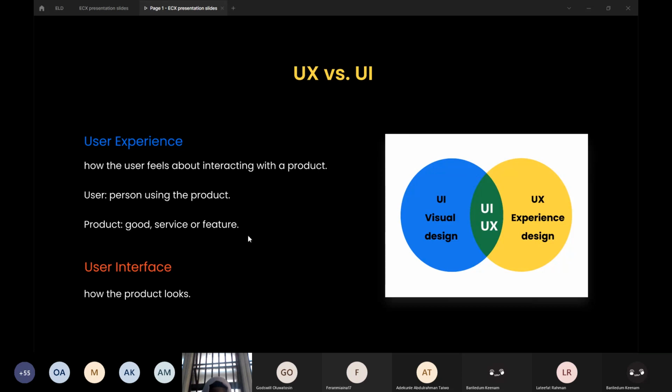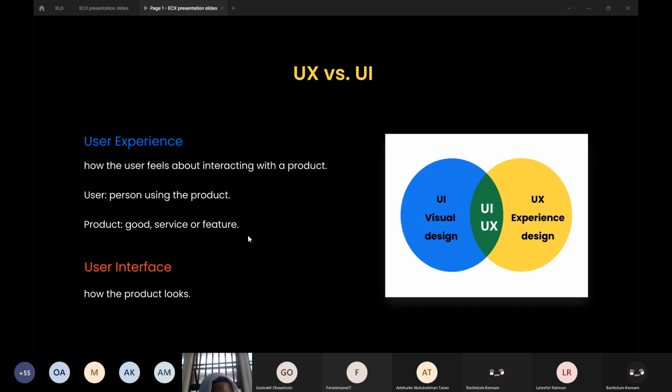life with products. So who is a user? A user is a person using the product. And a product is a good, service, or feature. So a product can be a physical product, like a video game or a bag of chips. Any physical product whatsoever. It can also be technological products, such as mobile apps, websites, web apps, and so on.